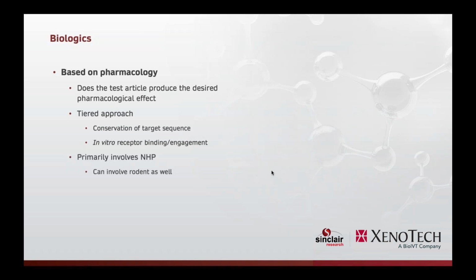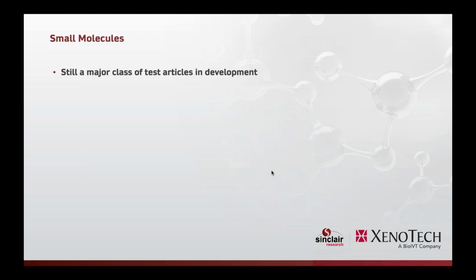And what you'll find is that many times for biologics, primates are a model that you'll need, and a lot of that is because of the specificity of these particular test articles and a lack of conservation. But I've run many programs that also involve rats because the conservation for that particular target is fairly well conserved. So the rest of this talk is going to be focused on small molecules.